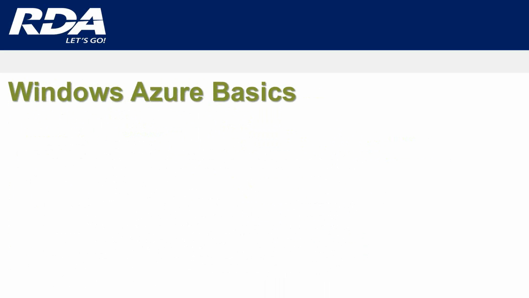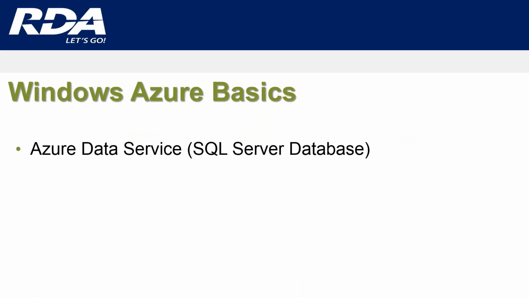I wanted to talk about some Azure basics. The first thing that I wanted to talk about was the Azure Data Service. This is basically a SQL Server database or a named instance of SQL Server. You may have heard of this called Platform as a Service. I've also heard it called Database as a Service. But it's basically that. It's a named instance of SQL Server that you can connect to, create tables, etc.